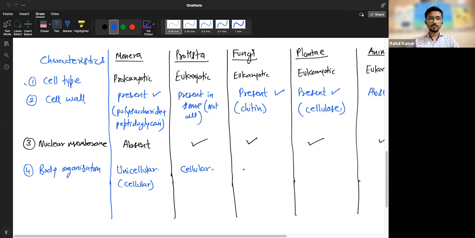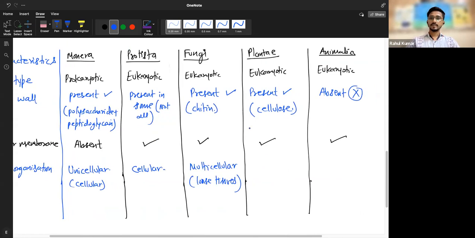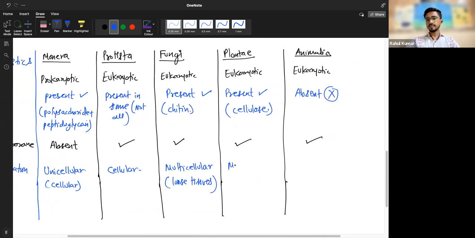From fungi onwards, we get a true multicellular organization. And here it is loose tissues. So fungi form loose tissues for the first time. Then Plantae, of course, it is multicellular.